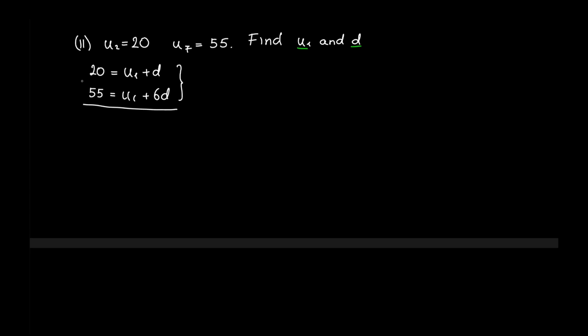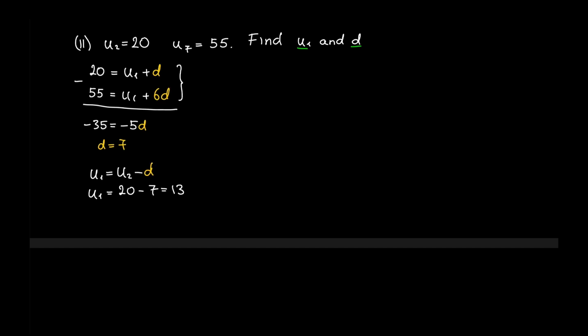If I subtract the upper equation from the lower, what I get is negative 35 is equal to negative 5d. So that means the common difference is equal to 7. Now, if the common difference is equal to 7, that means we can easily find u1 since u2 has already been given. u1 is simply equal to u2 subtracted by that common difference. So in our case, it's equal to 20 minus 7, which is equal to 13.